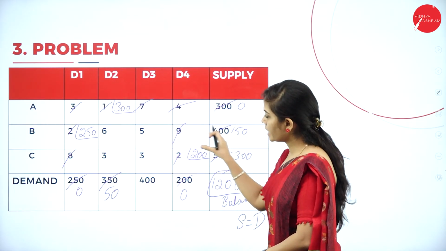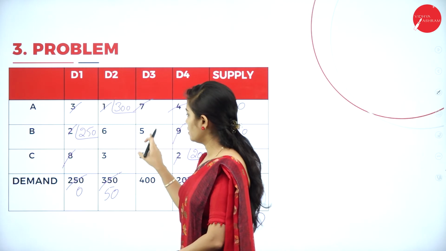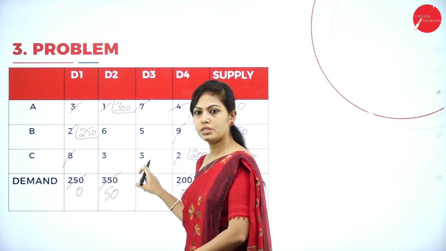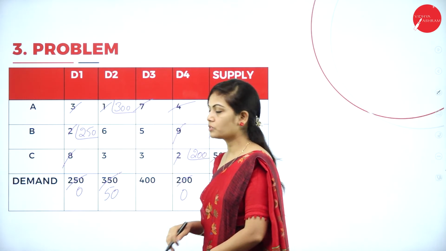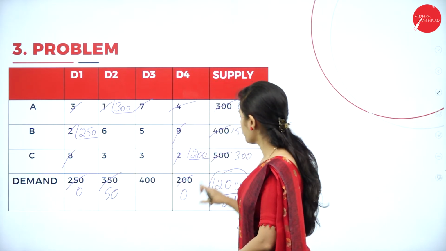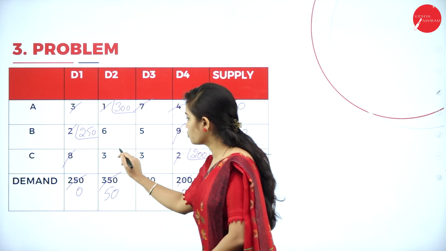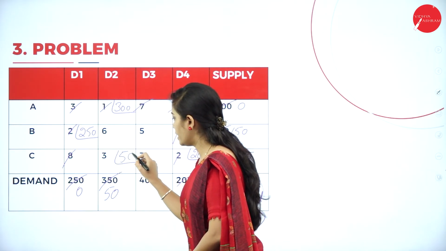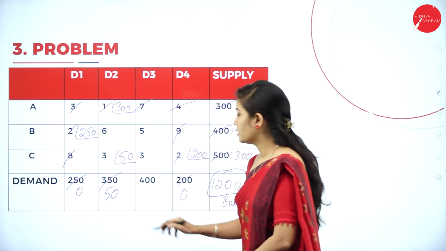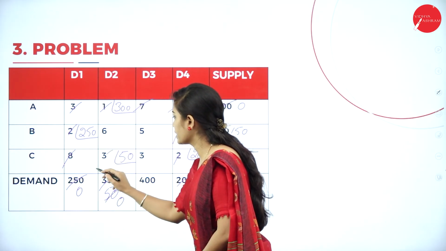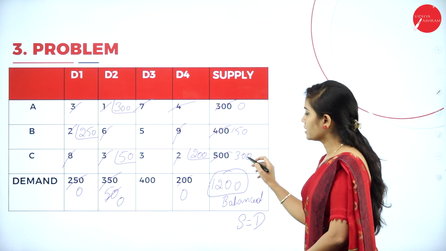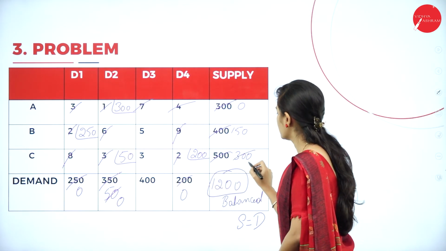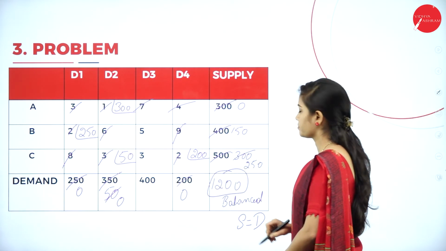And the next least value is 3. We have two 3s. I will select first 3 or you can select second 3 also. I will select this first 3. 350. So 50 is the least value. I will allocate 50 rupees to this cell. So it will become 0. I can cancel this entire column. And 300 minus 50 is 250.